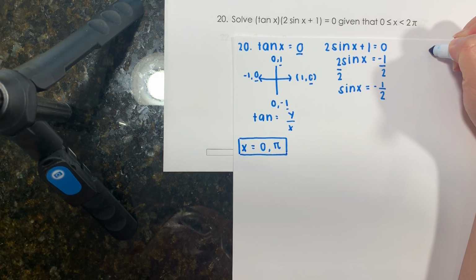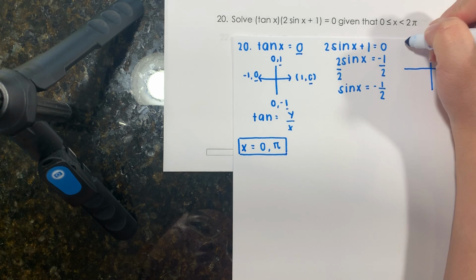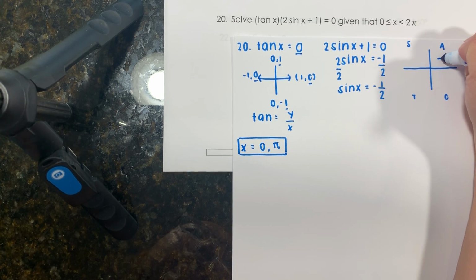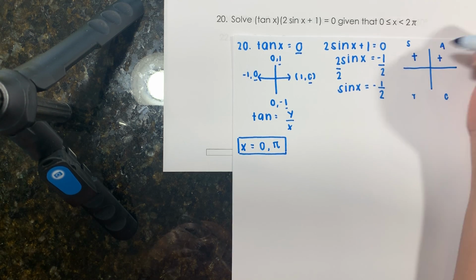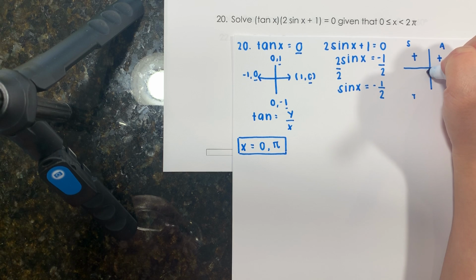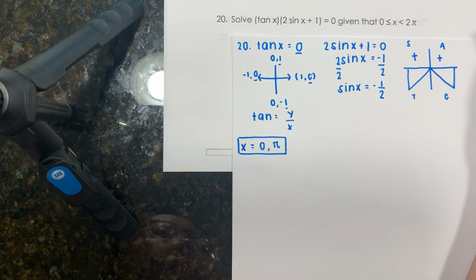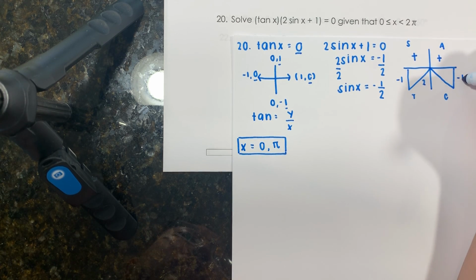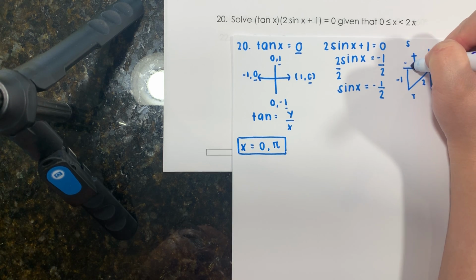Now for this one, I'm looking for where sine is negative. So using my chart, all students take calculus, I know that everything is positive in quadrant 1 and sine is positive in quadrant 2, which means that it's going to be negative in the opposite 2 quadrants, so 3 and 4. Now the opposite is negative 1 and the hypotenuse is 2, meaning that the adjacent is going to be root 3 and negative root 3.